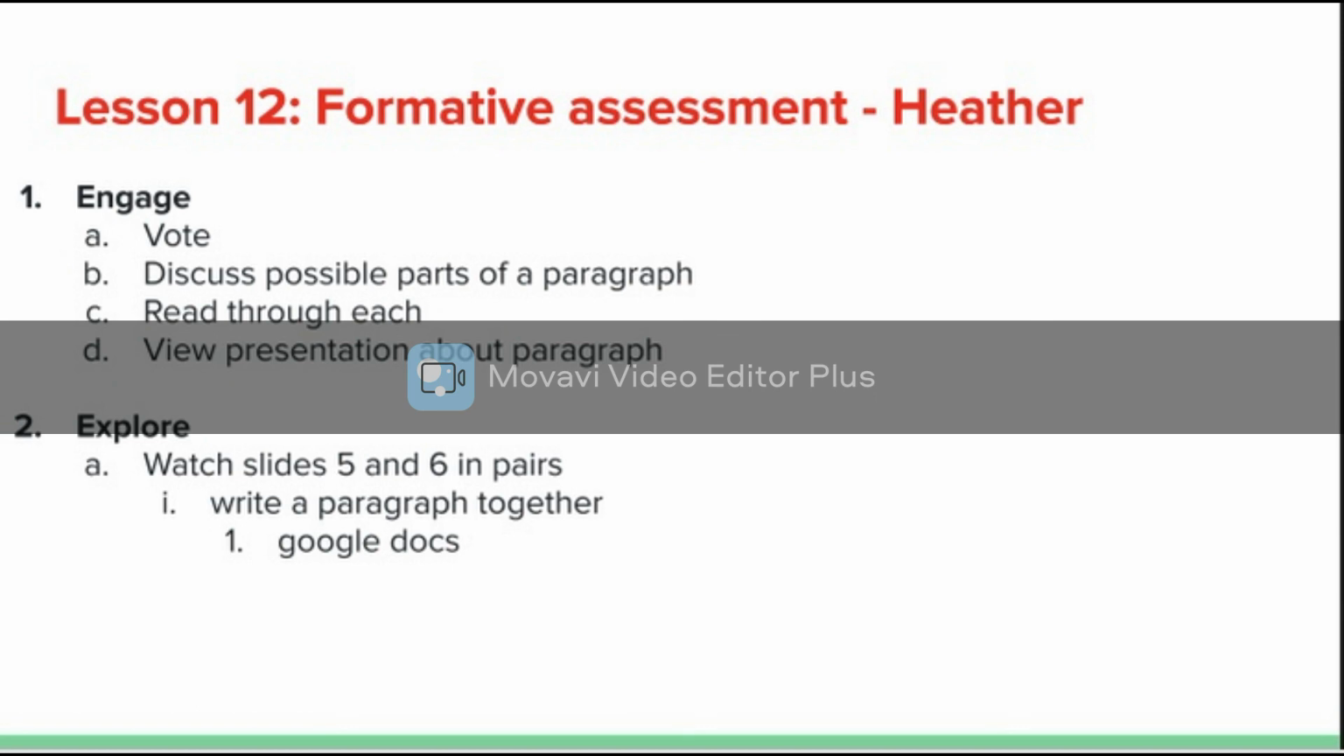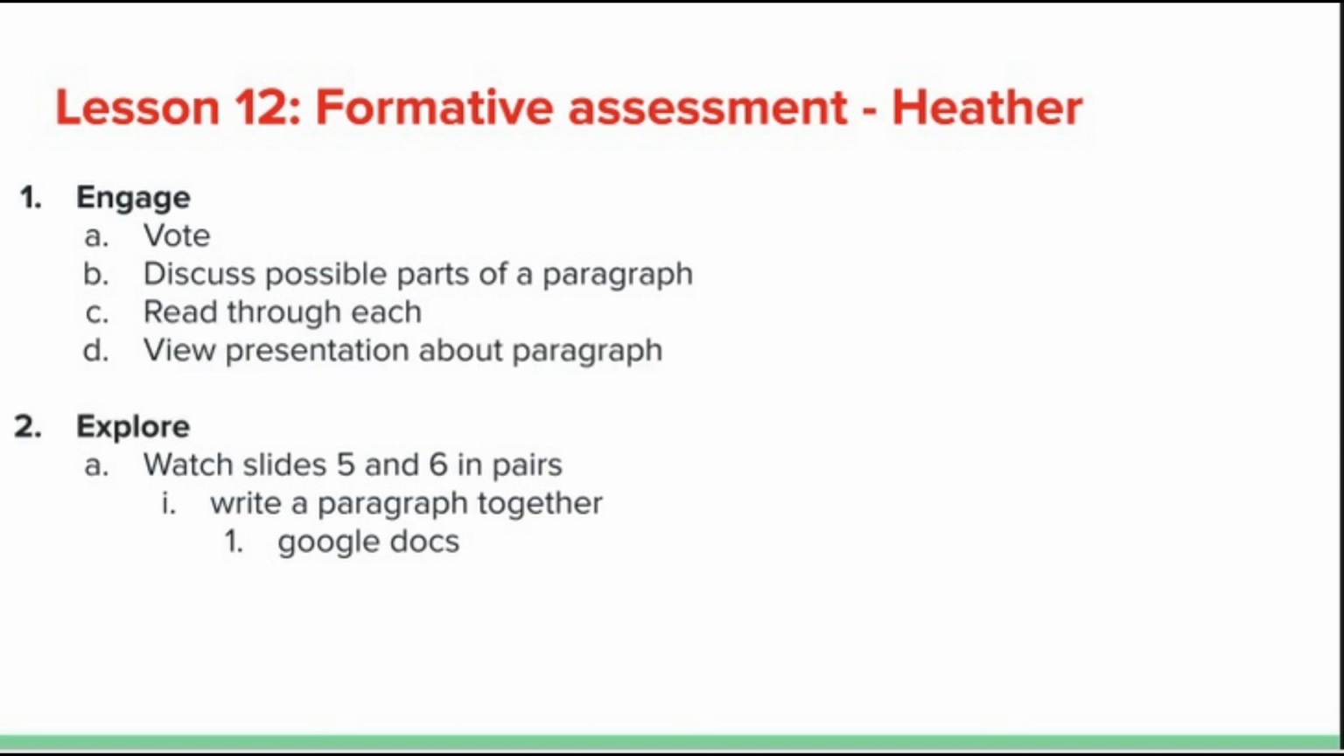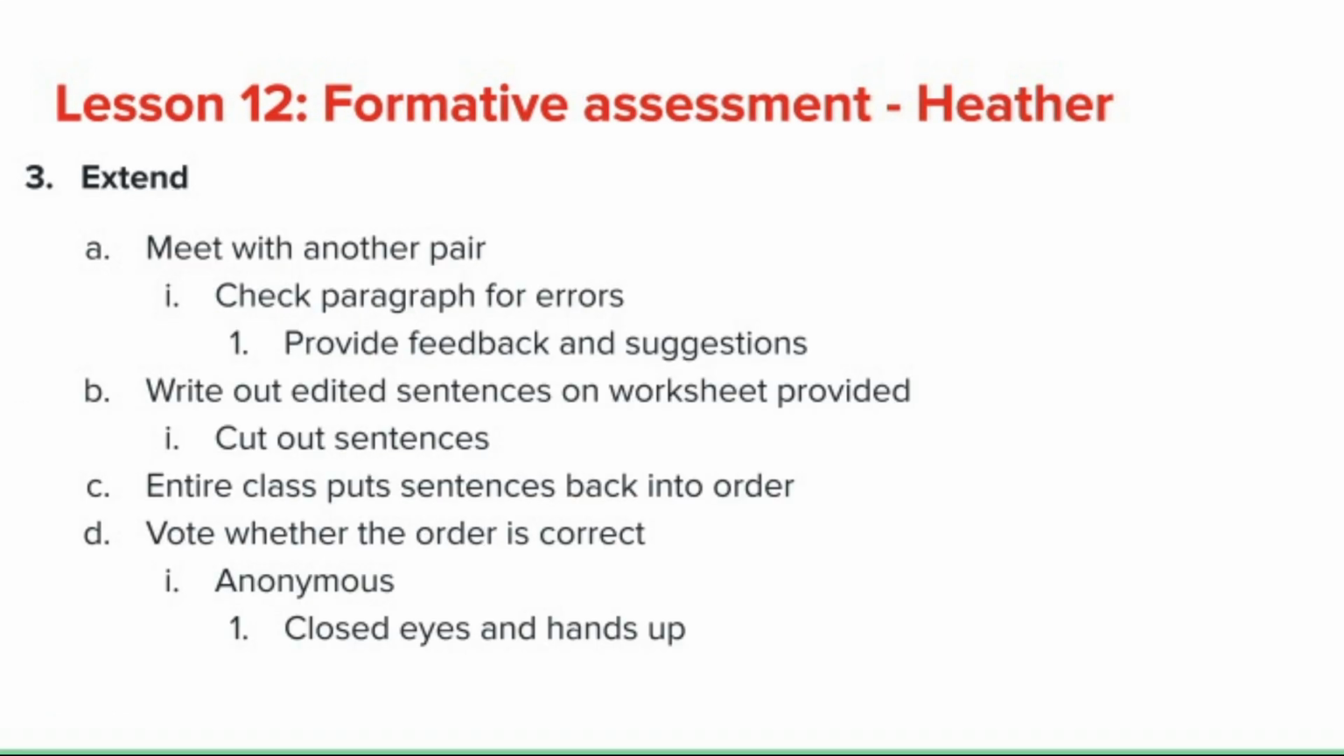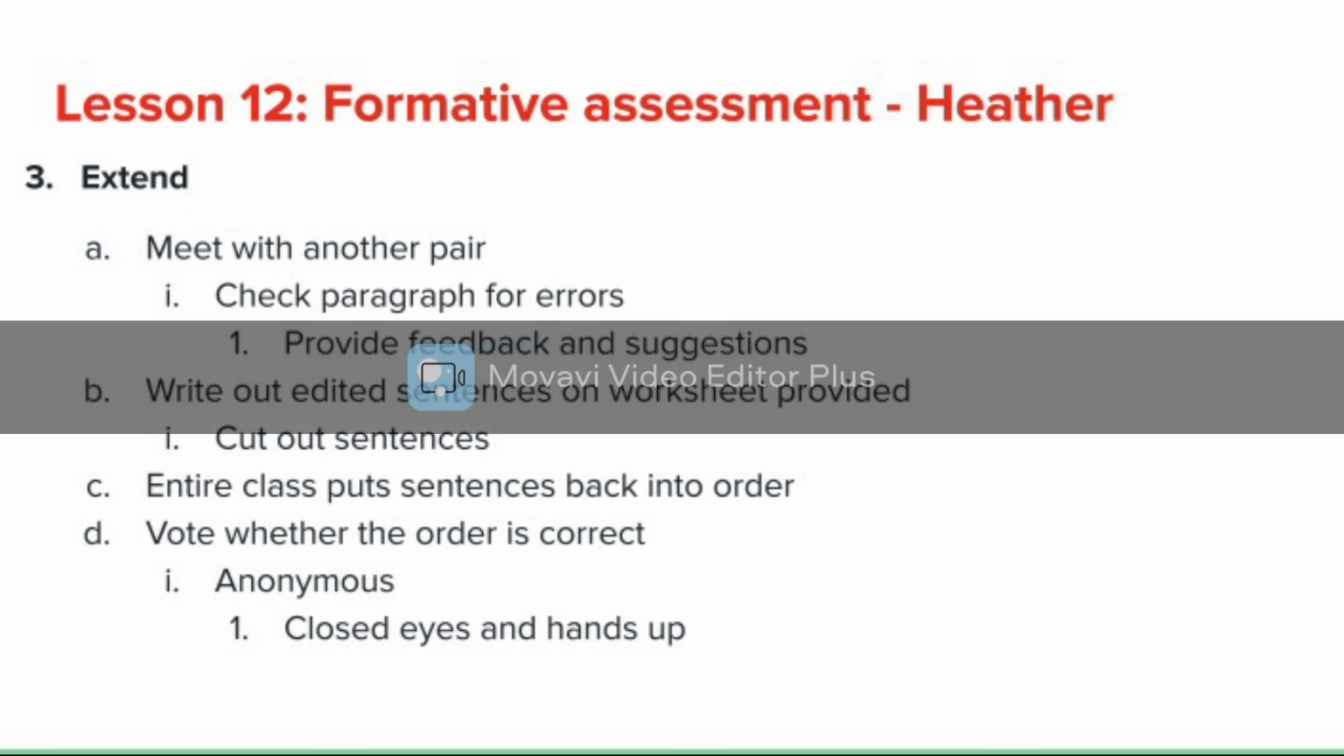During the Explore phase, the students engage with the PBS website for slides 5 and 6 in pairs. They will write a paragraph together in Google Documents. In the Extend phase, the pair will meet with another pair, so 4 kids total. They will share their Google document and check for errors, providing suggestions and feedback. Then the students will write their sentences on a worksheet provided and cut them out. The class will then put it back together in order, voting anonymously whether the order is correct.